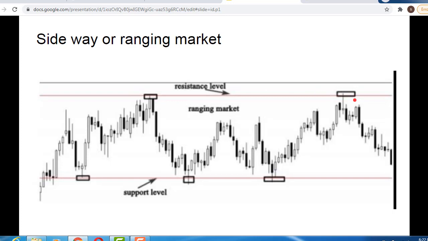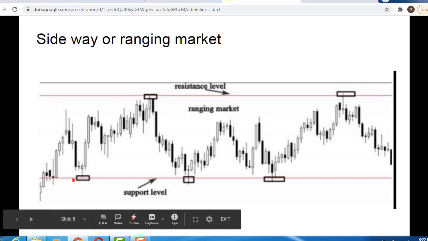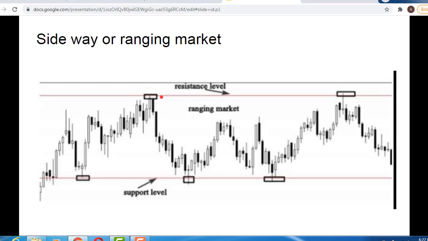But for simplicity and professionalism, you have to ensure that the support level must have 2 touches. Then the 3rd touch is where you will place your buy order. And in the case of the resistance level here, it must have 2 touches. And the 3rd one is where you will place your sell order. That is, if you're trading futures or trading on margin and all of that.